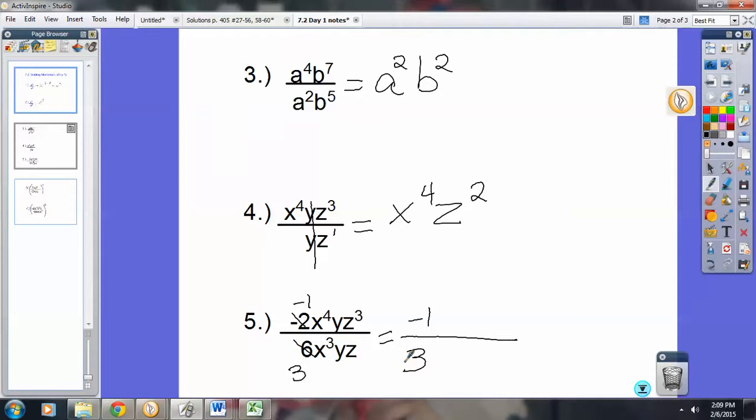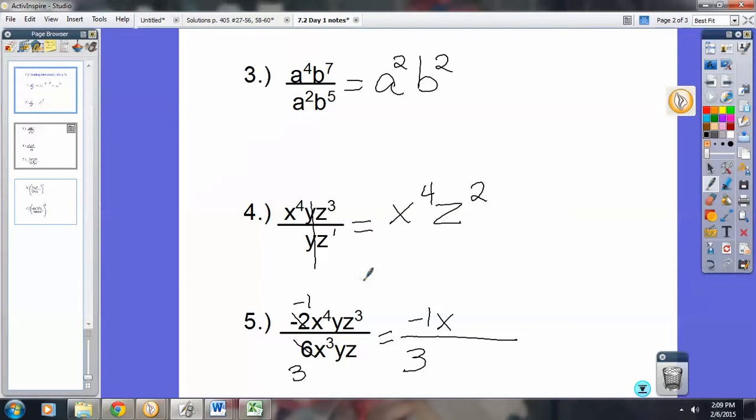The rest of it is just like we've been doing. So we have x to the 4th divided by x cubed. We're dividing, so subtract those exponents. 4 minus 3 is 1. When you subtract exponents, when you divide variables, that variable always goes to the numerator. It's not with the denominator.